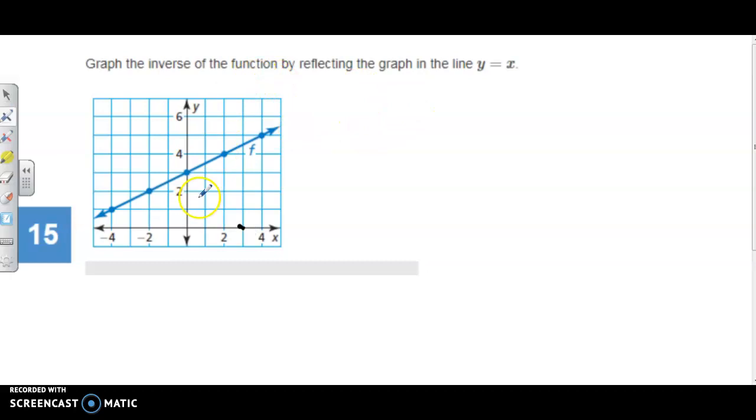And then if I find another point, say this point here is (2, 4), well the inverse of that would be (4, 2). There's another one. And you just draw a line through those 2 points, and that would give you your inverse line. Alright, so that's all you need to do for that one.